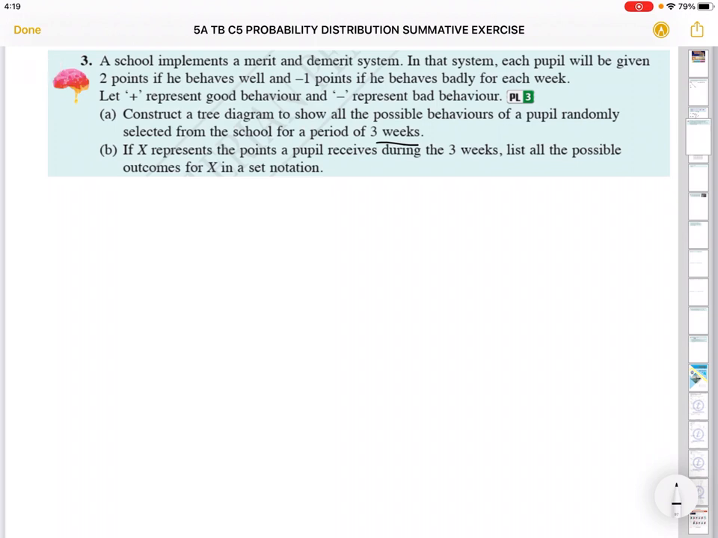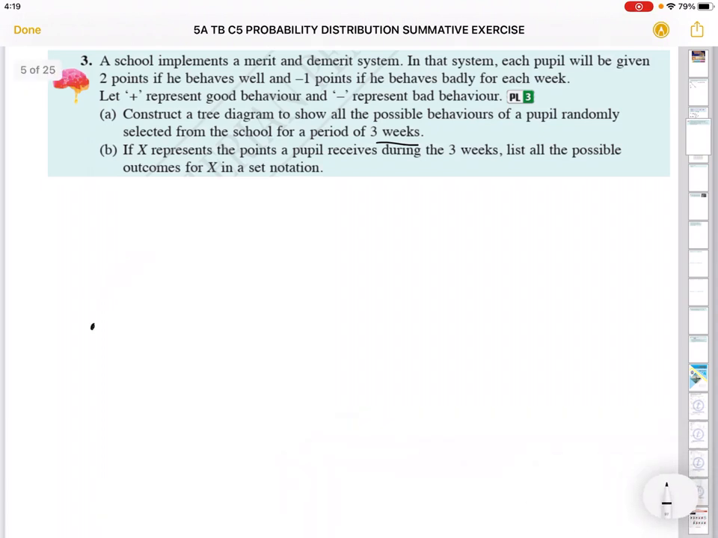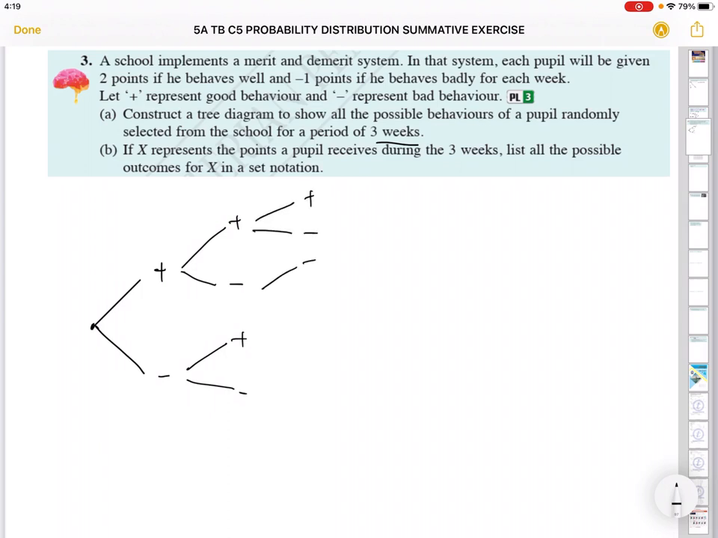So number 1, you can have good behavior. Let me move this down a little bit because you need a bit of space. So I probably start from here. Good behavior is a plus, bad behavior is a minus. Plus, minus, plus, minus, plus, minus, plus, minus, plus, minus, plus, minus. So this is your week 1, week 2, and this will be week 3.